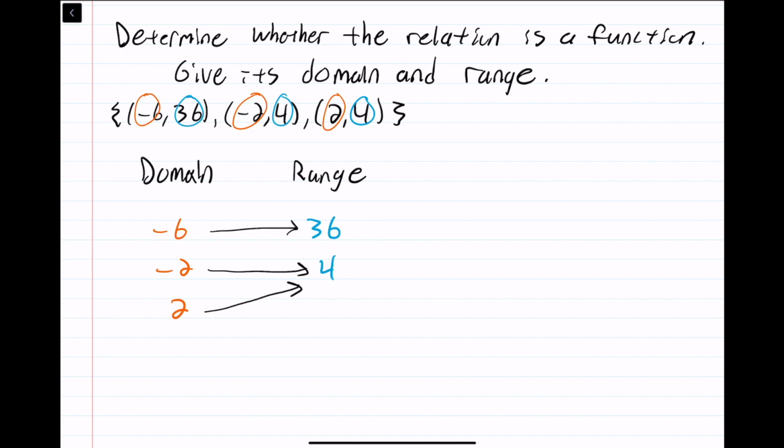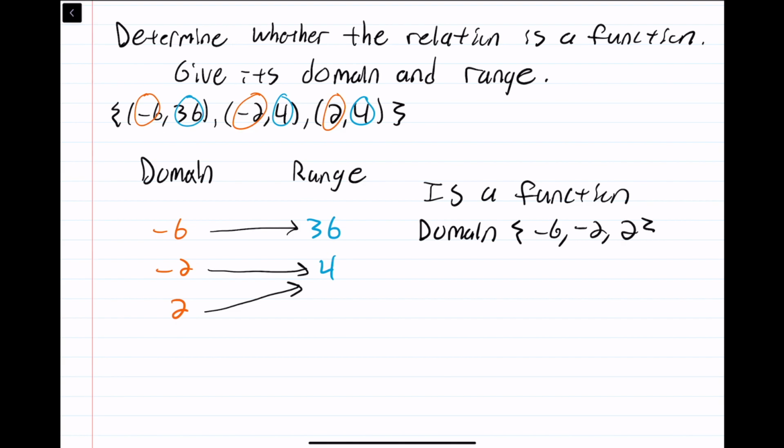So since each member in the domain maps to exactly one member in the range, this is a function. And the domain is the set -6, -2, 2, so the first coordinate. And the range is the set 36, 4, so the second coordinate. And you don't need to write 4 twice. If it occurs twice, it's in the range in both situations, so you only write it once.